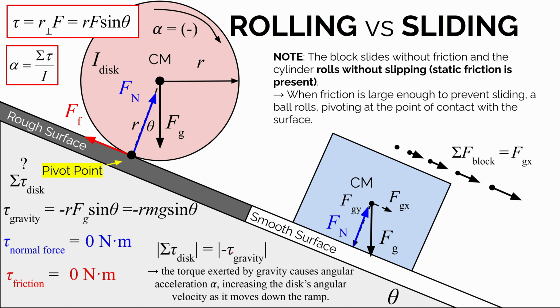So we say, why do things roll? Well, the torque exerted by gravity causes an angular acceleration, alpha, which increases the disk's angular velocity as it moves down the ramp. So gravity causes a torque, therefore there's an angular acceleration, therefore things will spin faster and faster and faster while they move down an incline. And if they're spinning faster and faster, they're also moving down the incline, so their center of mass is also moving in the translational direction. It's accelerating translationally and it's accelerating angularly.